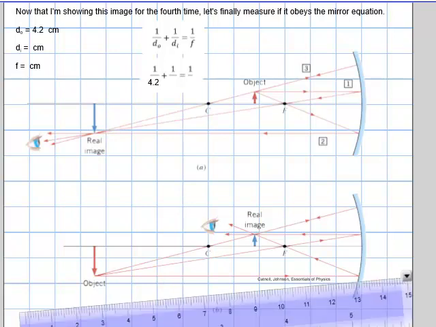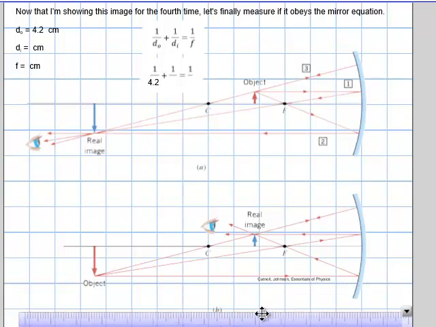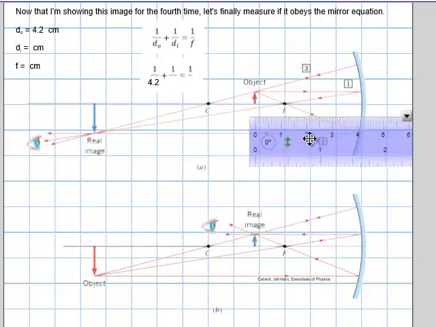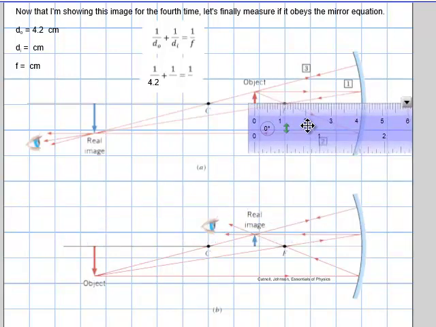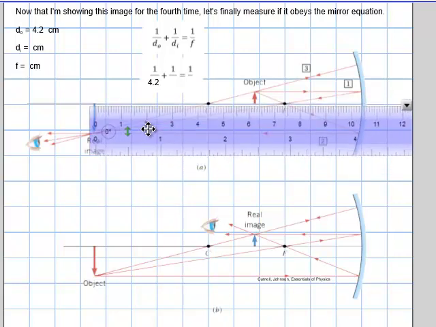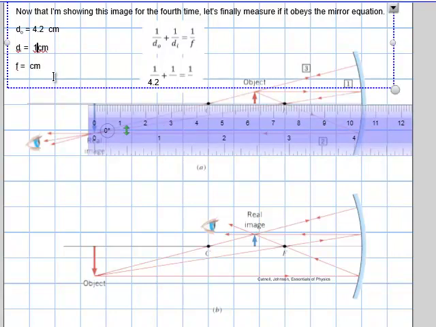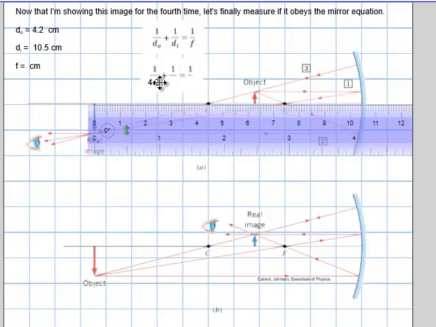So let's see if they applied the numbers correctly. That's why I got the ruler here. I measured prior that the object distance right here is 4.2 centimeters, and I think we can already see that right there, 4.2 centimeters. Now I'm going to look at the image distance. That comes out to 10.5 centimeters. There we go. Which then I'm going to plug in here. At least I try. There we go. There it is, 10.5.